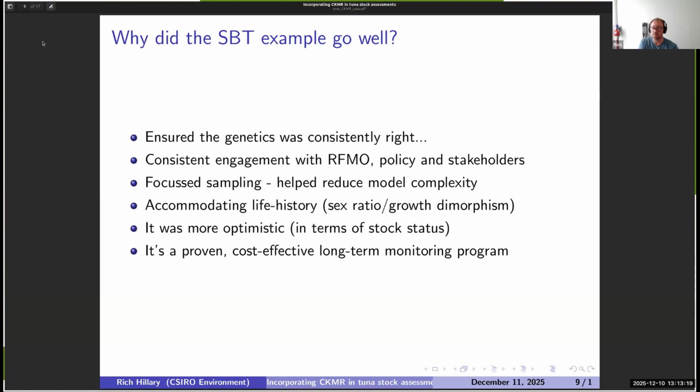The answer it gave was more optimistic. Don't doubt the importance of that when you're trying to get buy-in to a method. Again, we're pretty lucky in those terms, but that was a feature in terms of getting buy-in.